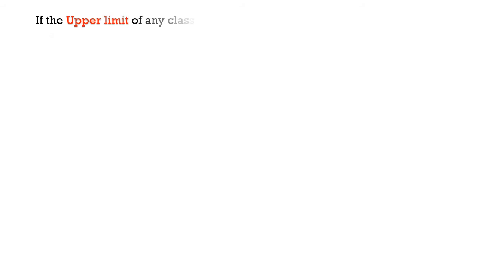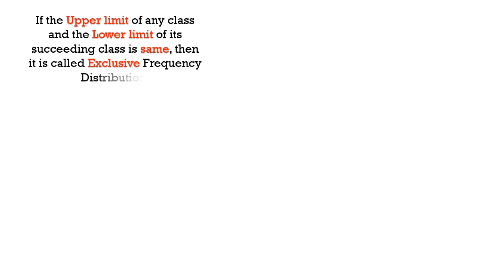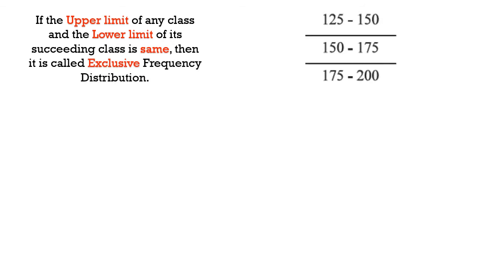If the upper limit of any class and the lower limit of its succeeding class is the same, then it is called exclusive frequency distribution. Here is an example: lower limit and upper limit. The value on the left hand side for any class is the lower limit. The value on the right hand side of any class is the upper limit. So as you can see here, the upper limit of the very first class, that is 150, and the lower limit of the next class, that is again 150. So when these kinds of values are the same, we call it exclusive frequency distribution.